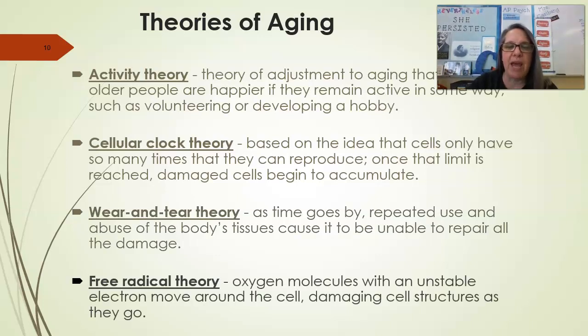And then the free radical theory is that oxygen molecules with unstable electrons move around the cell, damaging cell structures as they go. So these three theories, the cellular clock theory, wear and tear theory, and free radical theory, can explain why diseases and certain disorders happen more frequently to the elderly.